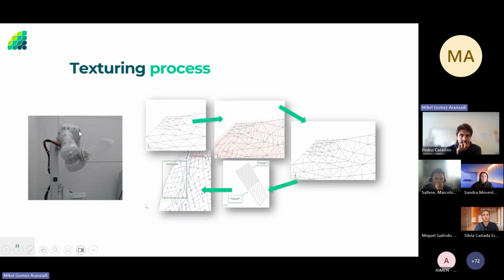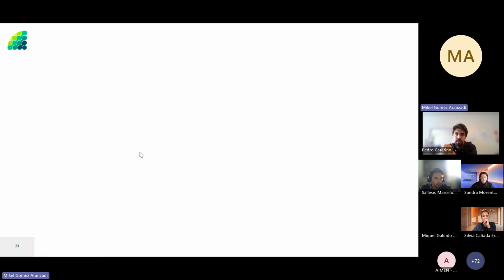The texturing process is quite complicated because these shapes are complex, not flat. So we have to do a discretization of each of the parts, dividing it into smaller areas to make sure that the laser is always perpendicular to the surface, and then also do a good processing strategy to be able to obtain different wavelet periods without discontinuity.